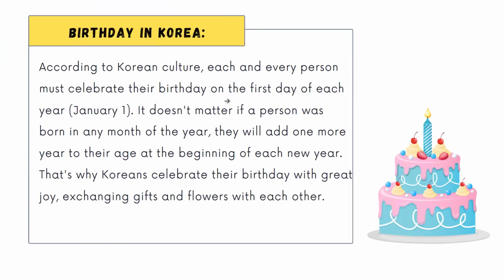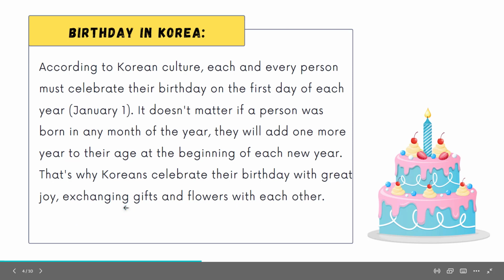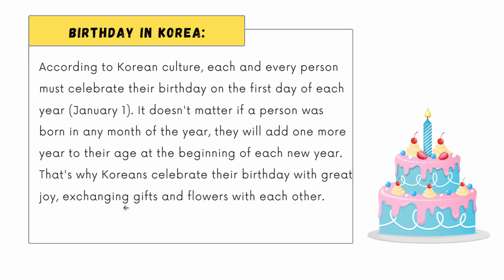after the baby was born, there's also one more thing that everyone must follow in Korea, which is that each and every person must celebrate their birthday on the first day of each year. For example, though your birthday is in December, you have to celebrate your birthday on January 1st. That is what they do when it comes to their culture. So they will add one more year to your age at the beginning of each new year. Each and every new year you are going 1 year older, no matter what day your birthday is. That's why Koreans celebrate their birthday with great joy, exchanging gifts and flowers with each other.